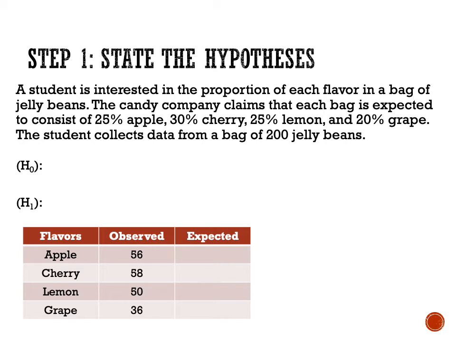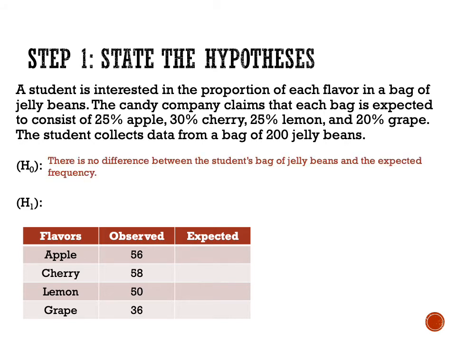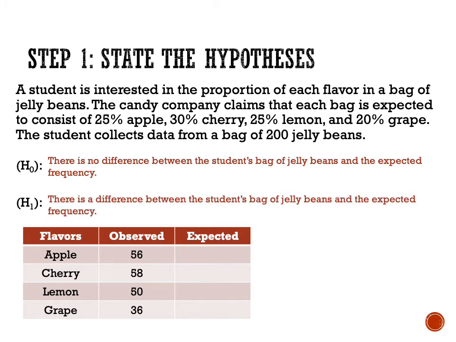So let's come up with our hypotheses. Our null hypothesis is going to be that there's no difference between the student's bag of jelly beans, so from that sample, and the general population, which is the expected frequency. And the alternative hypothesis is going to be that there is going to be a difference. There will be a difference between what the student has and what is to be expected.